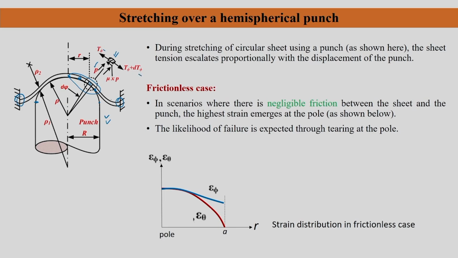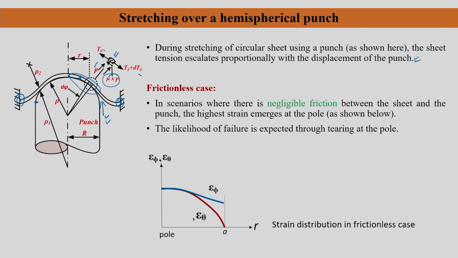This is similar to what we have seen in simplified stamping analysis. A similar diagram we drew, similar one here. Okay. And because of P, you have mu P here, which is nothing but the effect of friction coming into the picture. So, there is some change in tension: on one side it is T phi, the other side it is T phi plus dT phi. Okay. So, we know that the sheet tension escalates proportionally with the displacement of the punch, right, because it is gripped in these two regions. So, naturally when you make the punch get displaced in this direction, the tension will actually escalate, it will increase, right.